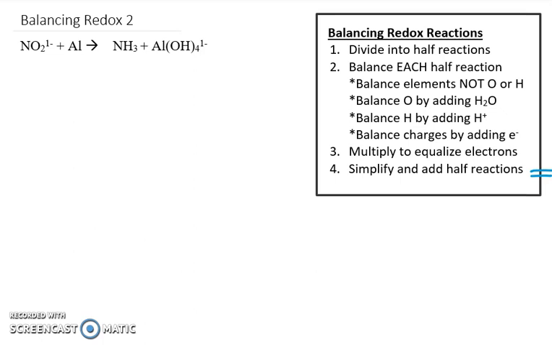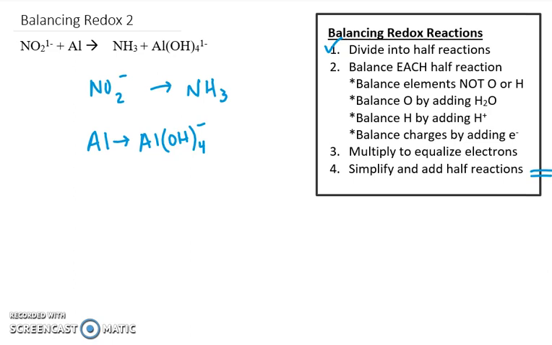So I'm going to take my first half reaction here, which is going to be my NO2 minus yields my NH3. That's my first half reaction. And my second involves my aluminum yielding Al(OH)4, minus 1 as far as the charge is concerned there. So we've done that. Second thing we're going to do is start by balancing each half reaction.